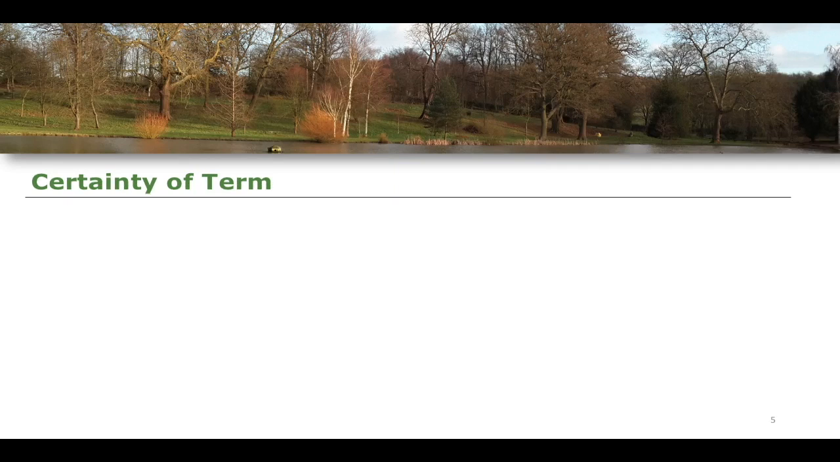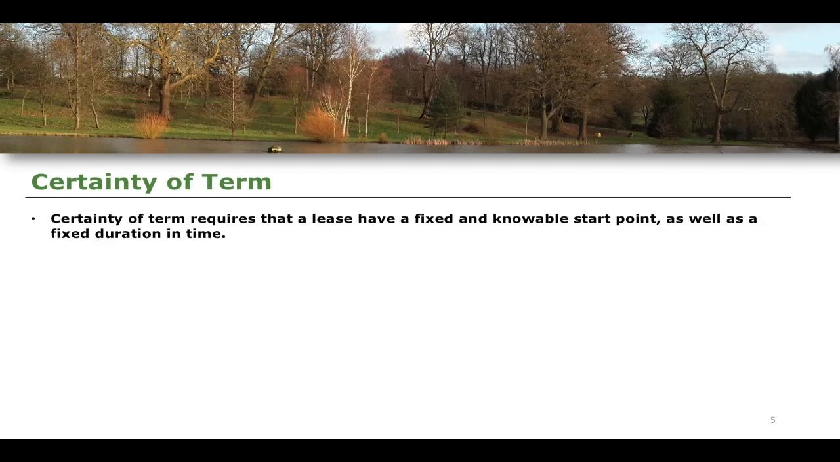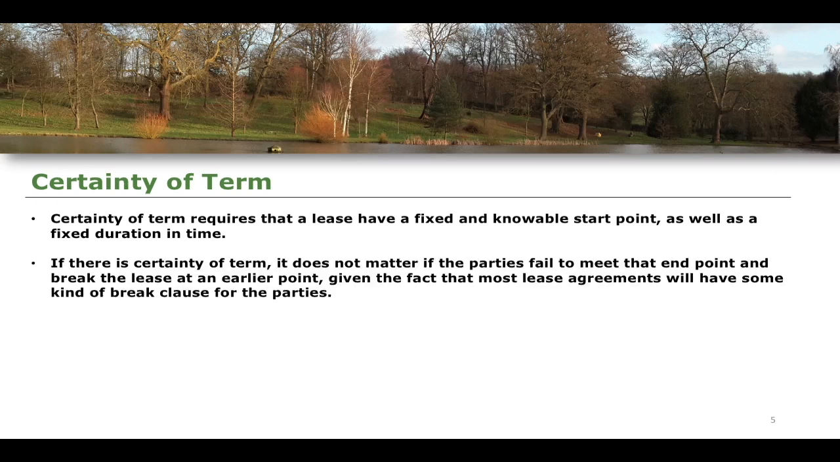Let's begin then with certainty of term. Certainty of term simply requires that a lease have a fixed and knowable starting point, as well as a fixed duration in time. Now, if there is certainty of term, it doesn't actually matter if the parties fail to meet the end point. If they decide instead to break the lease at an earlier point, because there are various different ways in which the termination of a lease can take place, which we will get to in future lessons, that's irrelevant. It doesn't mean there has to be an end goal that we have to reach in order for this to be a leasehold.